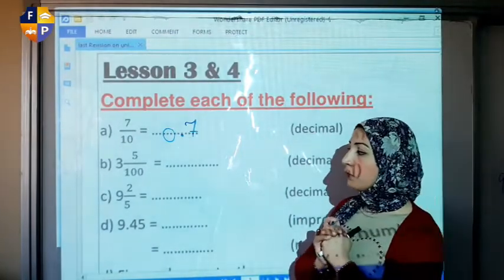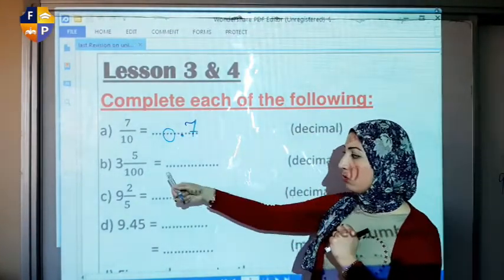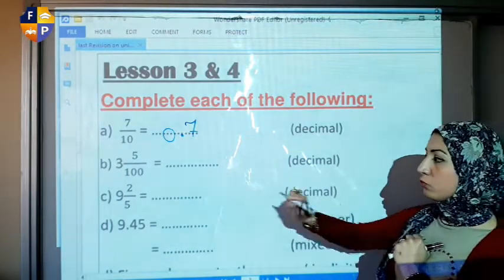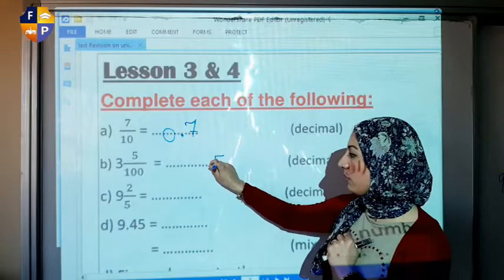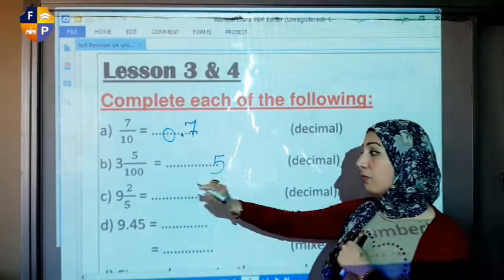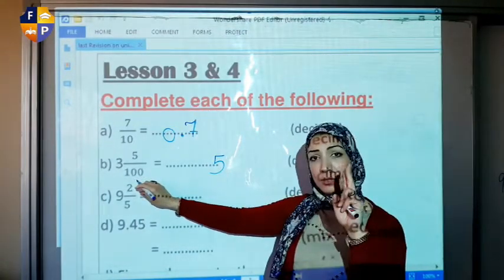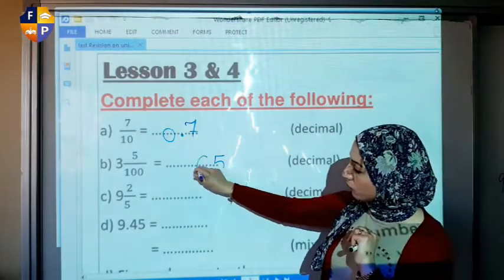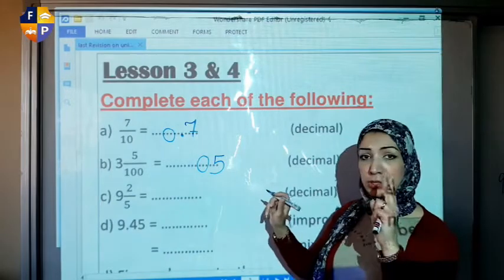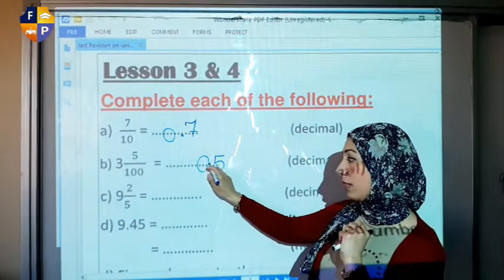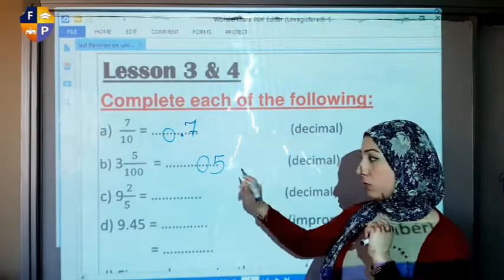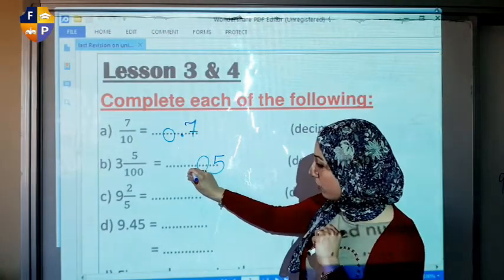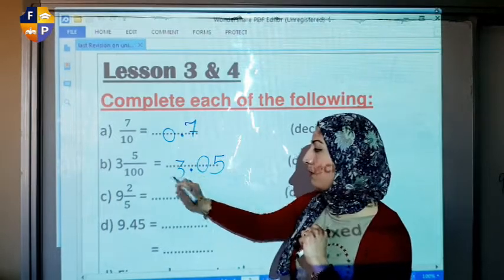Next one, 3/5/100. And we want to change 3/5/100 into decimal. First we will write 5, which is in the numerator. We have 100, so we have to count 2 digits from the right side and put the decimal point. 1, 2. Because we don't have 2 digits, we have only 1 digit, so we have to add a 0. So now we have 2 digits, 1, 2. Then we will put the decimal point and write 3.